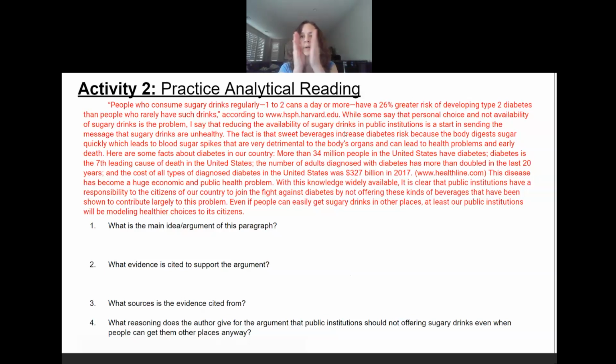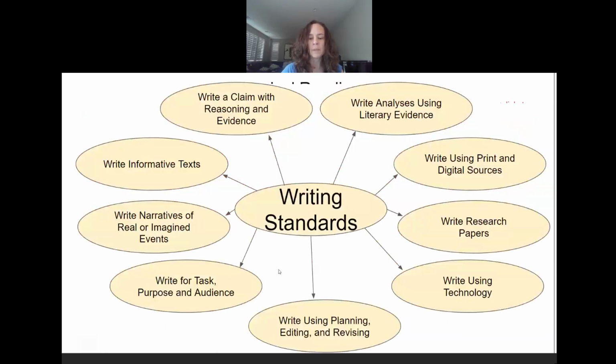Okay, so you want to shorten it, right? So don't write out the whole sentences. Try to shorten the facts that are stated. Okay, so that's what you're going to write here. What evidence is stated to support the argument? That means what facts does the author give? Oops, sorry.